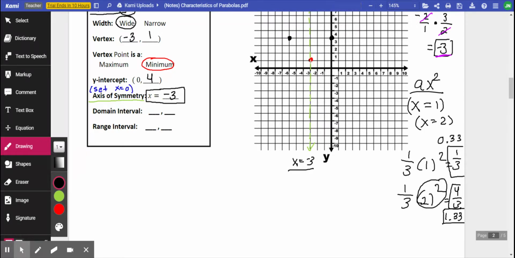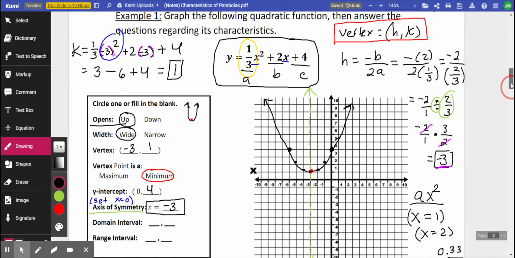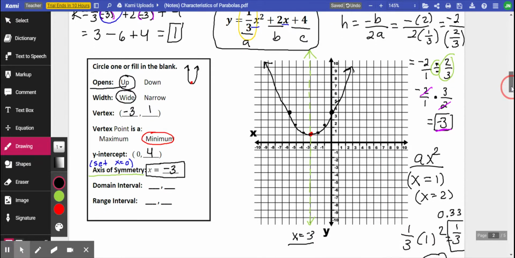So starting at the vertex, when we go to the right one space, we're going to be going up 0.333, which is going to be right there. If we go 2 spaces to the right, it's going to be 1.333, which is going to be right about there. I'm going to reflect those 2 values here and there. And as you can see, it actually matches with my parabolic shape. So then I'm going to go ahead and connect everything. And we are done. So this is my graph of my parabola, y equals 1 over 3 x squared plus 2x plus 4. So that's the graph that it gives me.